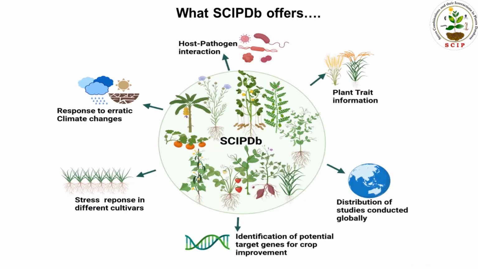So what does SCIPDb offer? SCIPDb has information regarding various host-pathogen interactions and plant trait information, and the distribution of studies conducted globally through the transcriptomic datasets. Potential target genes for crop improvement can be identified. We have collected and curated data for various cultivars which are there in the original research articles, and response to erratic climate changes can also be understood through our SIP database.